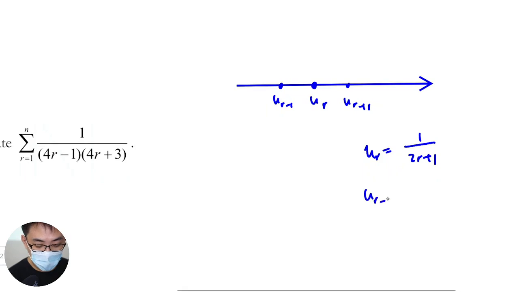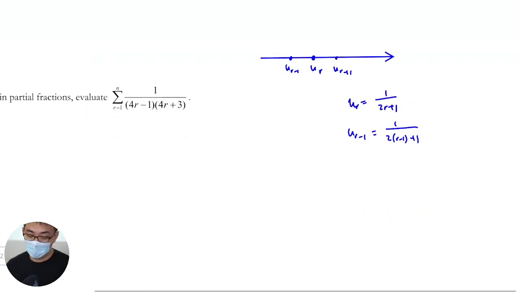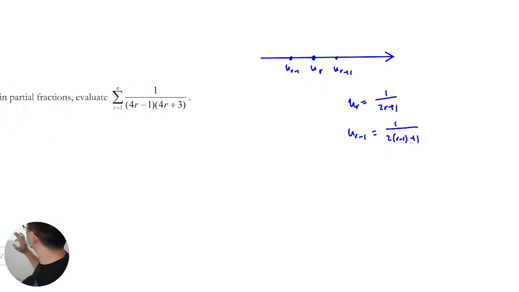Then UR minus 1 will be 1 over 2R minus 1 plus 1. So essentially, if you see two neighboring terms and the difference between them, you can use method of difference. Later you'll see why. So just bear in mind the neighboring terms. That's what you need to know.